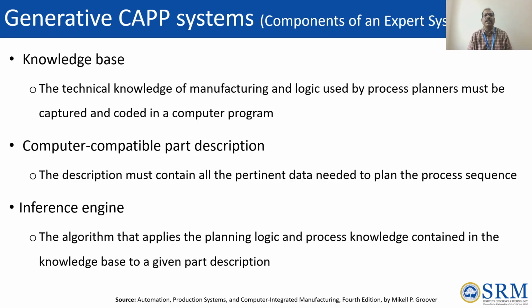The knowledge base contains all the technical information: what manufacturing processes we have in our industry, how many machines are there, what the functionality of each machine is, and what rules and logic we need to make. We gather all this information from the past experience of process planners or experts, capture it, and store it in the computer program in the form of codes which the machine control unit can understand. This is the knowledge base. We need to build a complete knowledge base.